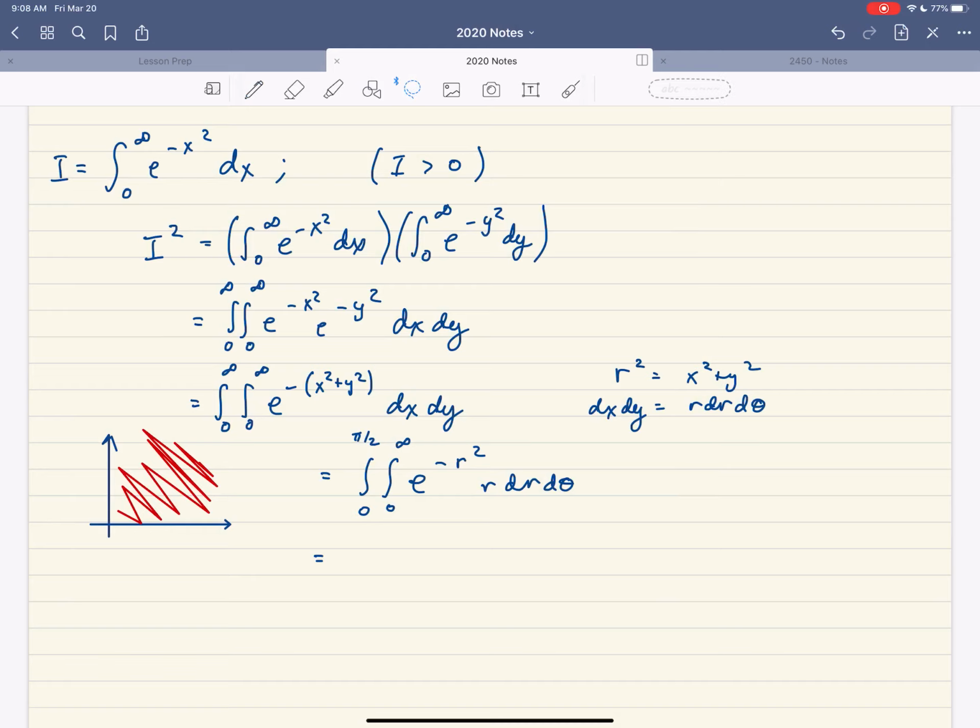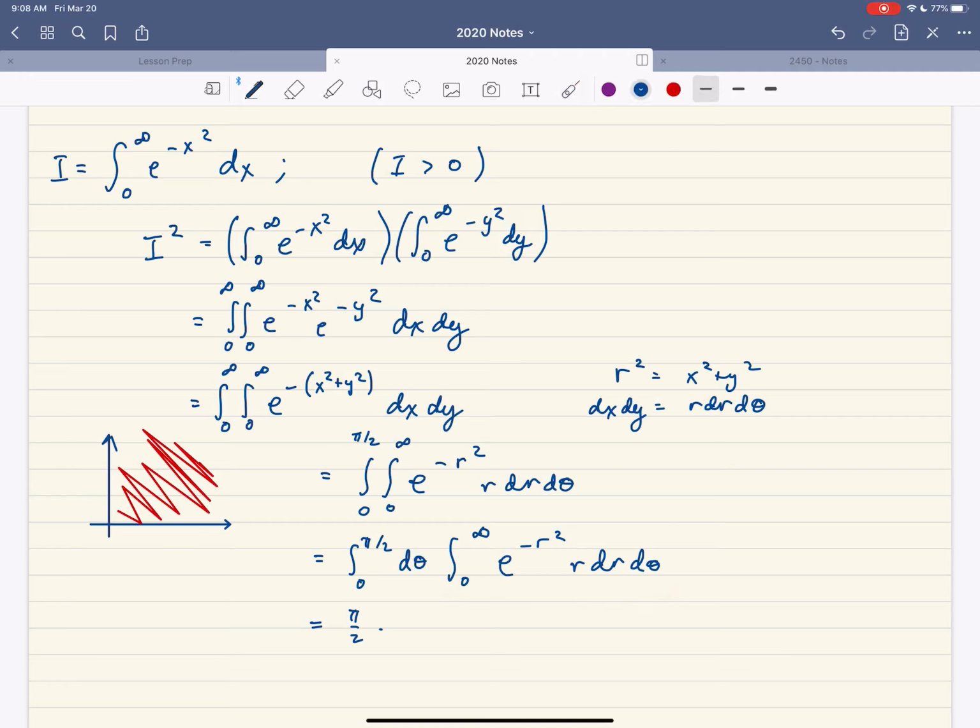I actually want to point out that the integral of d theta from 0 to pi over 2 is just going to give us pi over 2, right? You can now separate the integral. This is the integral of d theta from 0 to pi over 2 times the integral from 0 to infinity of e to the negative r squared r dr. So this is pi over 2. And then I want to think about what the second integral is going to become.